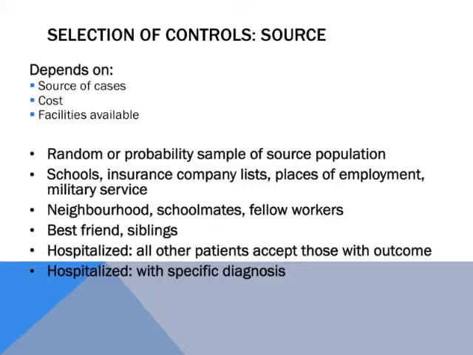Other sources of controls are schools, insurance company lists, places of employment, military service, neighbourhood, schoolmates, fellow workers, best friend or siblings, and hospitalized patients, either all other patients in the hospital or other patients with specific diagnoses. Page 183 of the Merrill text outlines the advantages and disadvantages of controls from hospitals and the general population, so I'll not repeat these here.